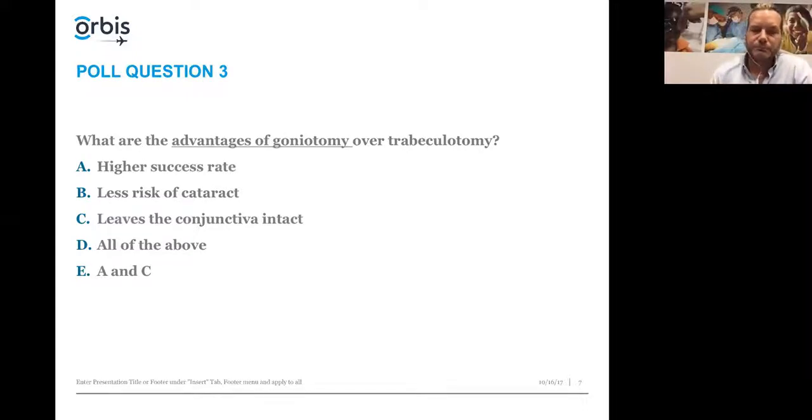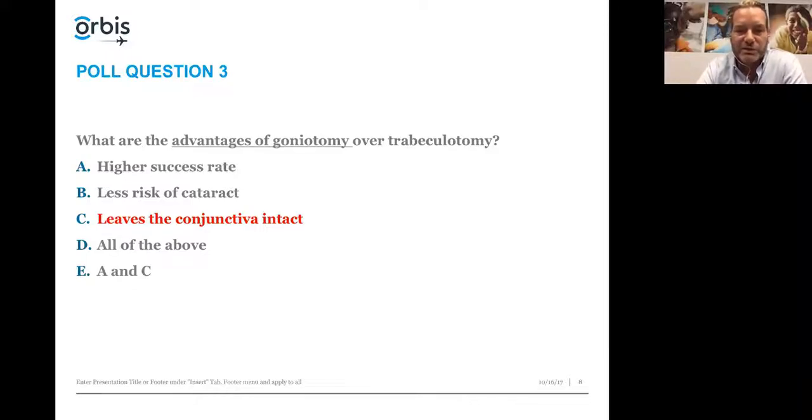look at. All right, and most of you said A and C, which is higher success rate and leaves the conjunctiva intact. And I know why everyone is saying that. I think that is a bit of a misnomer with higher success rate, and let me tell you why that is. I think these are actually either equally effective, or perhaps even trabeculotomy might be more effective.